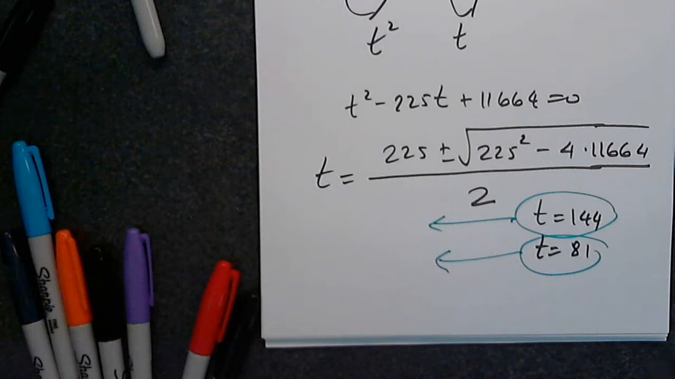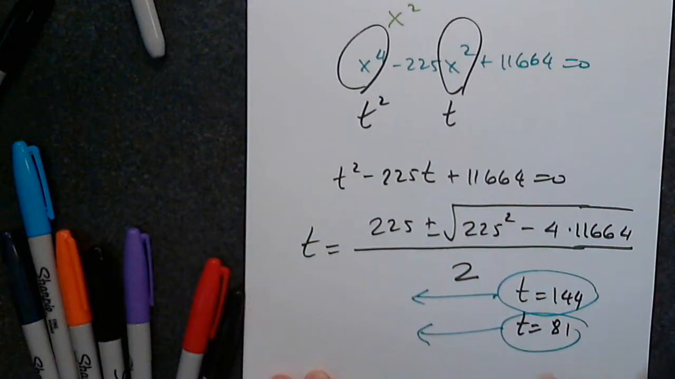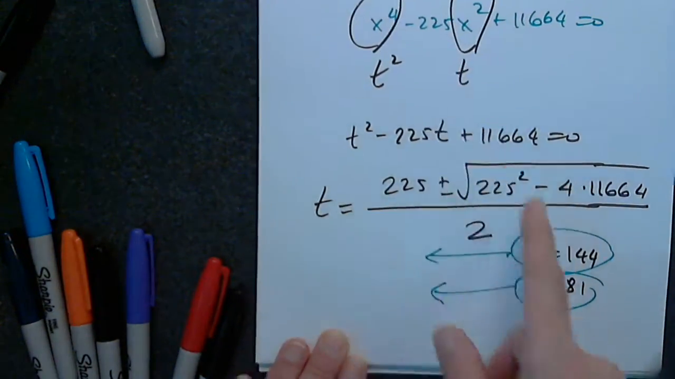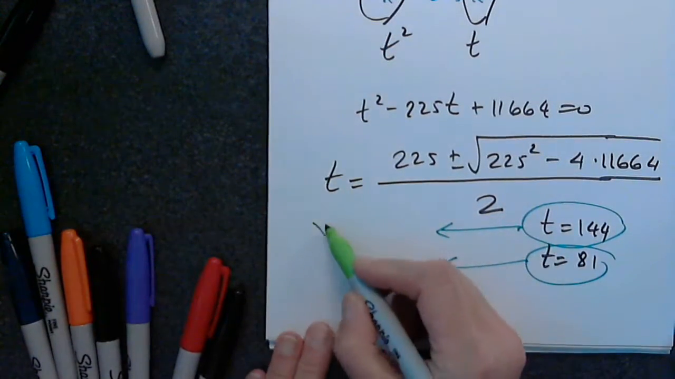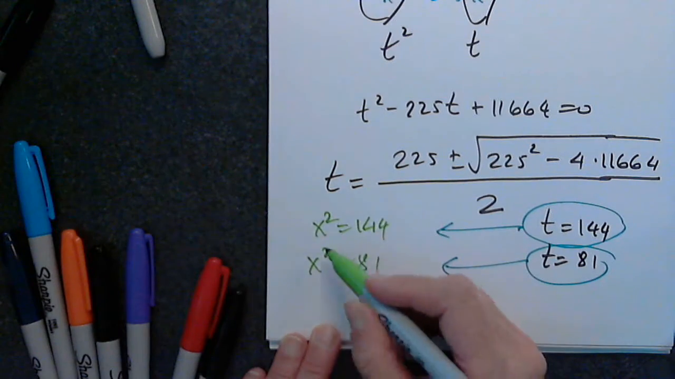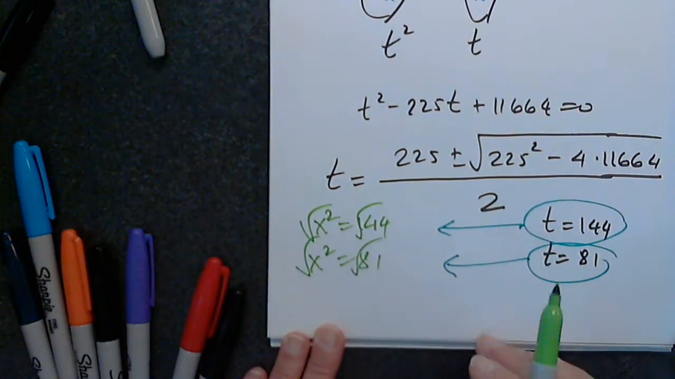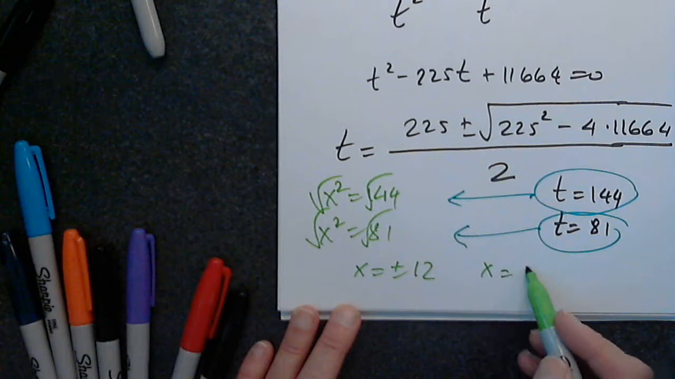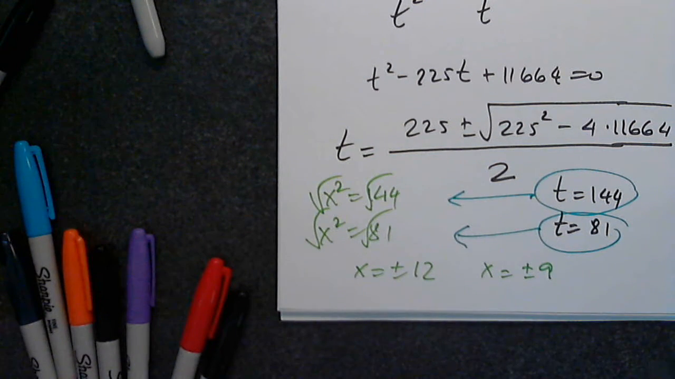What do you think? We denoted by t, x squared was denoted by t. So we have x squared equals 144, and then x squared equals 81. Then we take the square root in both cases. So then we get x equals plus or minus 12, or x equals plus or minus 9.